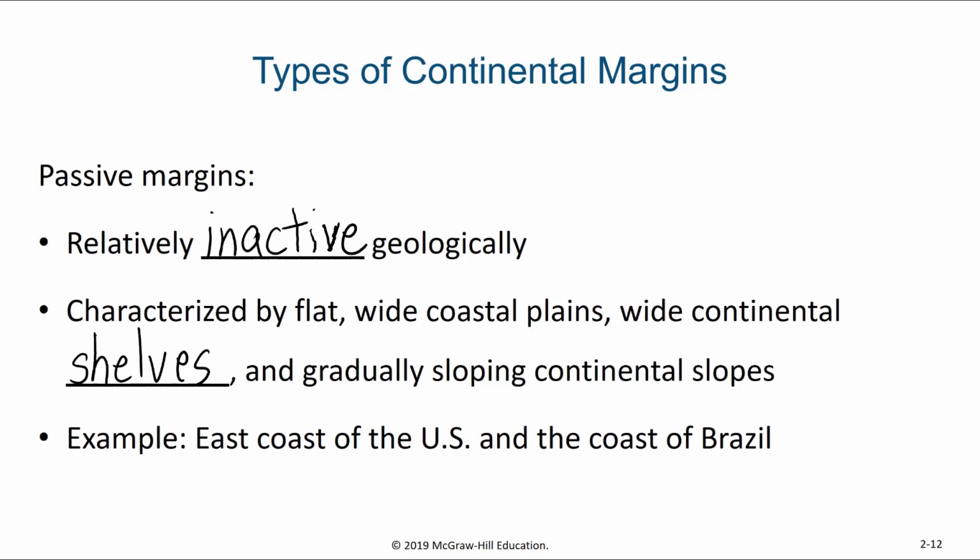And examples of this would be on the east coast of the United States and also on the coast of Brazil. Here you have a wide continental shelf, gentle continental slope, and you would have a significant continental rise at the bottom of those continental slopes.